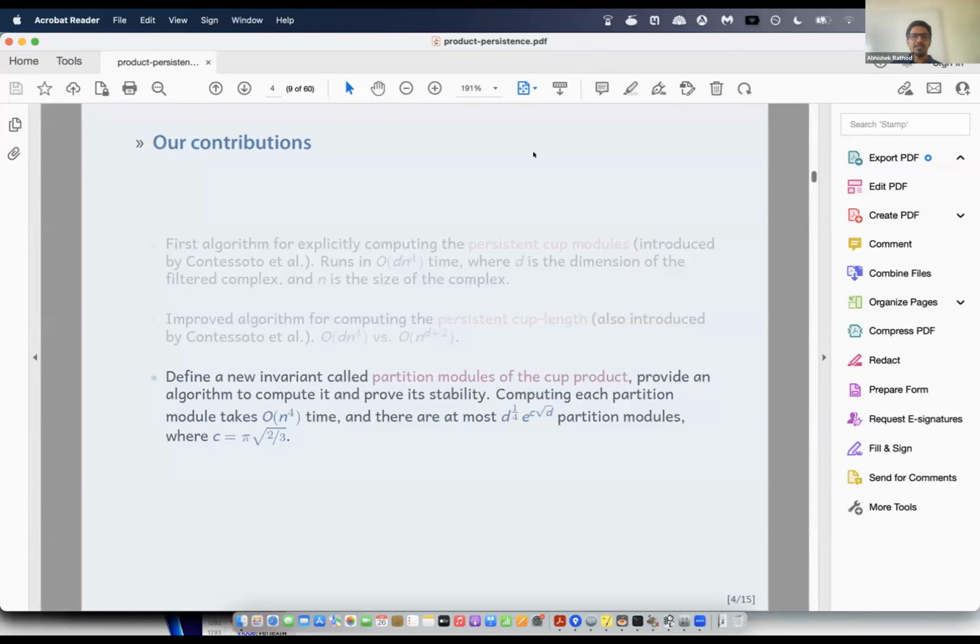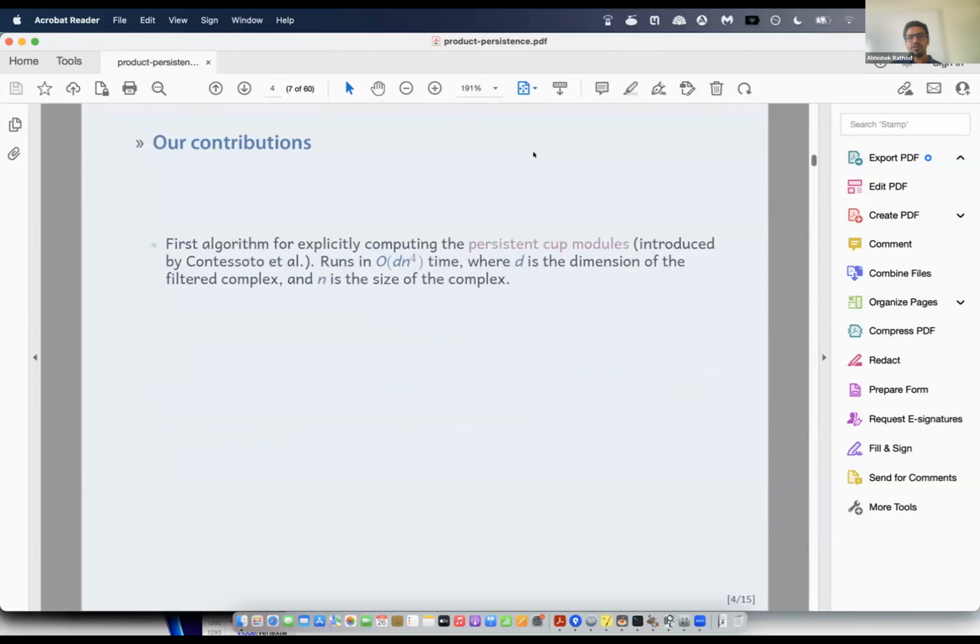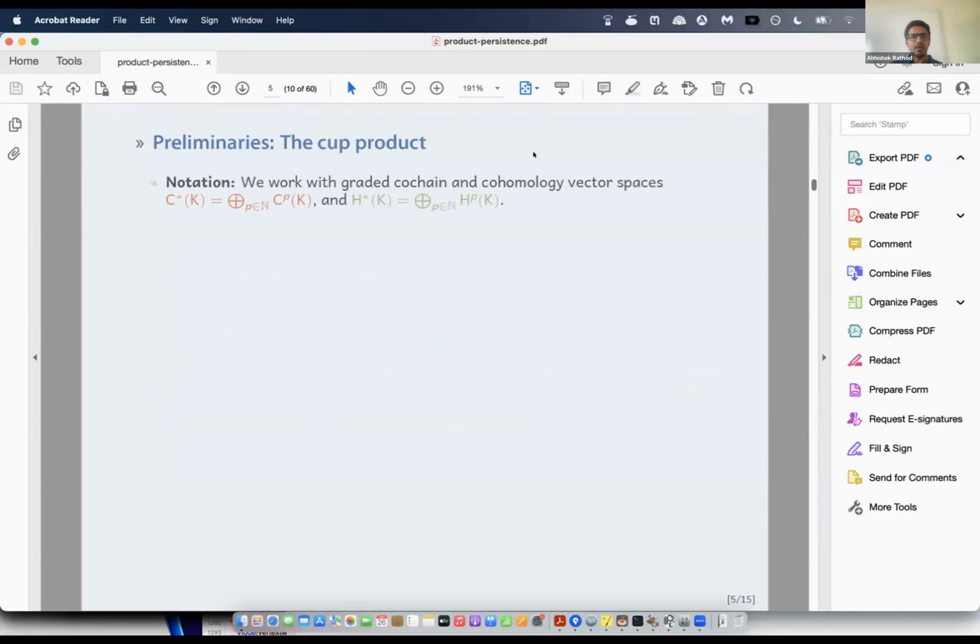So what we'll be looking at in this talk will be the definition of these three invariants and some examples which tell you which invariants are stronger compared to the others. And also we'll be looking at the algorithm for computing the persistent cup modules. Before I go to those details, let me quickly recall some preliminaries. As everyone knows what the cup product is, I just want to give a brief introduction so that I can make some definitions.